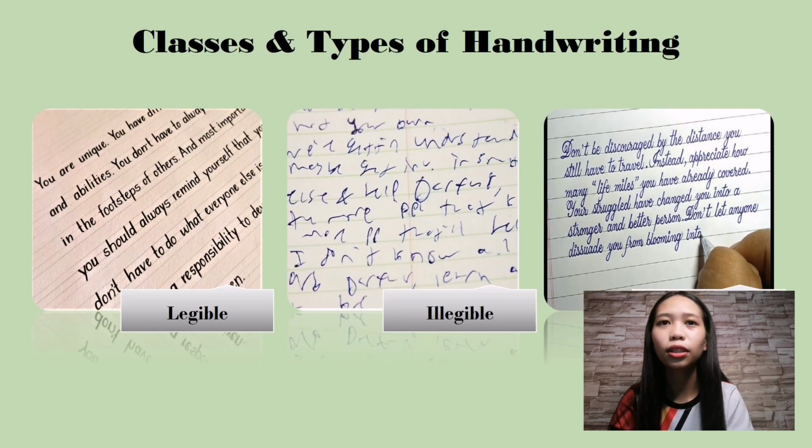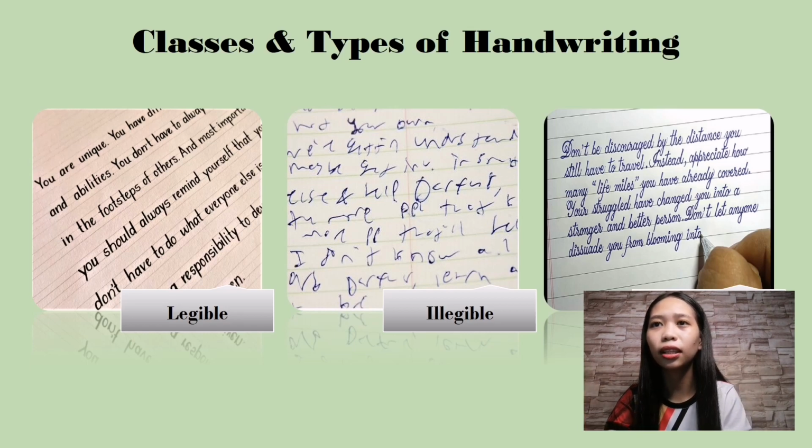Next one is the legible. When we say legible, the letters and words are easy to decipher, so easy to see. The writing is clear, sharp, and precise. And the middle one, when we say illegible, it's the exact complete opposite of legible. It's totally unreadable. You can clearly see in the middle.